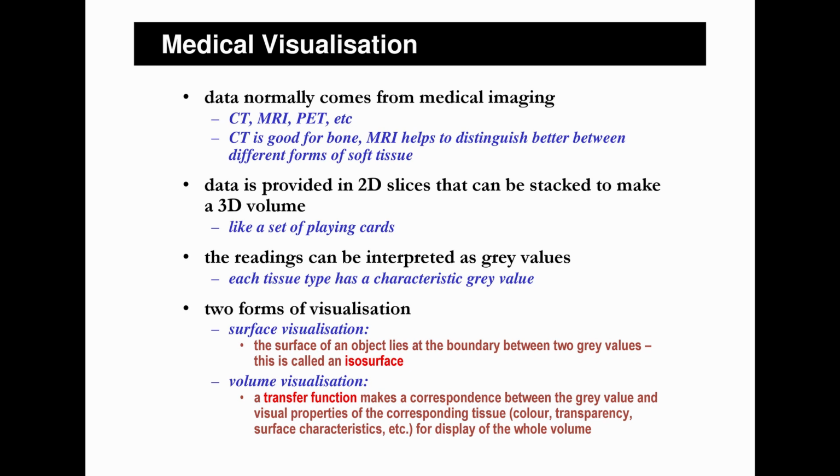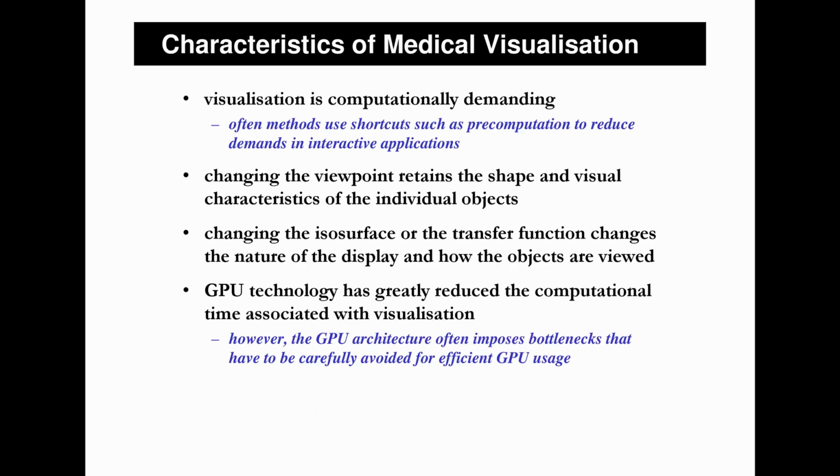So it's your choice as to what the visibility is going to be, and various other surface characteristics that you can build in to provide a particular graphical effect that you want. So those are the two types of approach you would have for rendering views from this data. What you find is visualization is normally computationally demanding. So methods will often use shortcuts in order to be able to get through to the output. What you find is that changing the viewpoint is fairly straightforward.